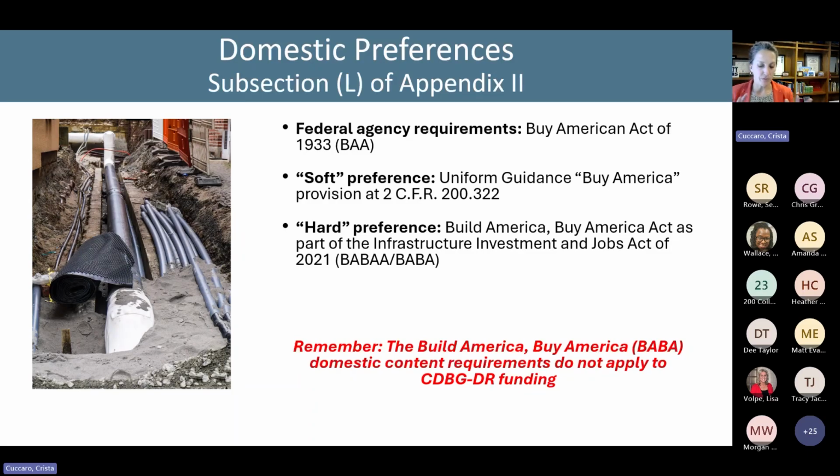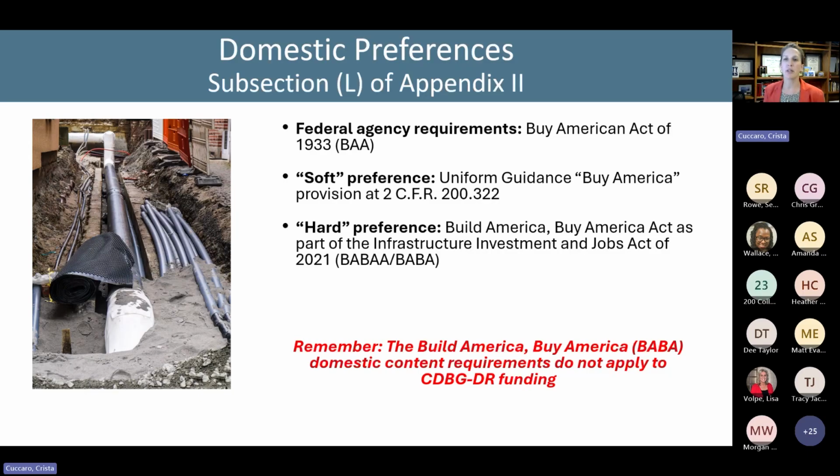So, for example, if you're doing a project and you've got CDBG-DR and FEMA funds involved, BABA also does not apply to FEMA Public Assistance and the FEMA Hazard Mitigation Grant Program, but there are about 24 other FEMA programs to which BABA does apply. So you really need to know what you're dealing with in terms of your funding mix. But for CDBG-DR purposes, BABA does not apply.